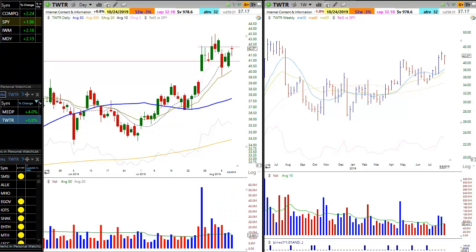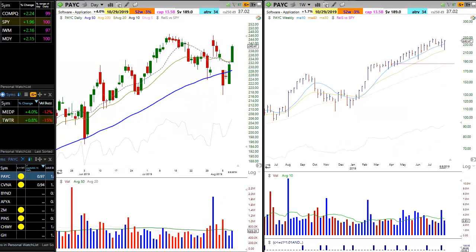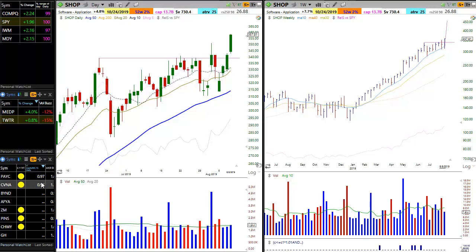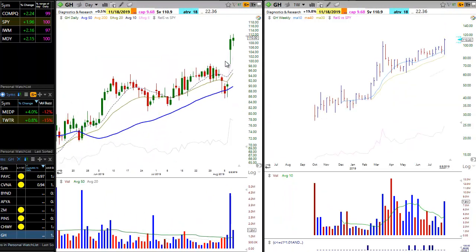And some of these stocks will also be mixed in with just leadership stocks showing strength that aren't really buyable right now. Shop would be one of those. It's already moved out. GH gapped up from earnings to all-time new highs and has held up.